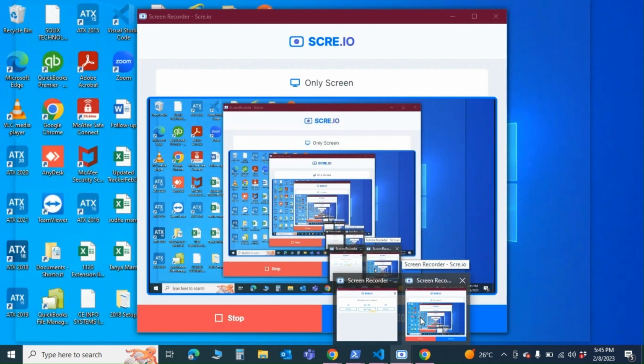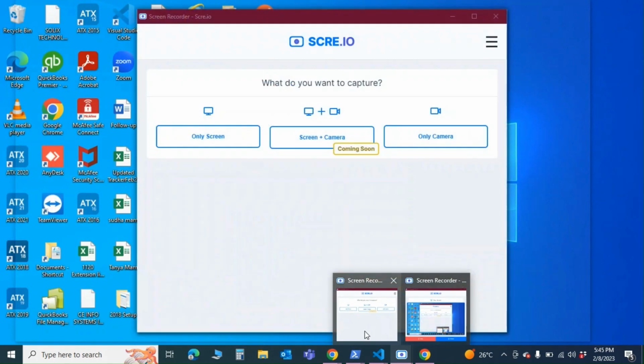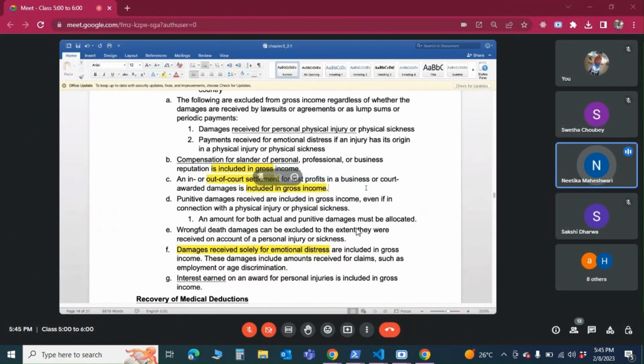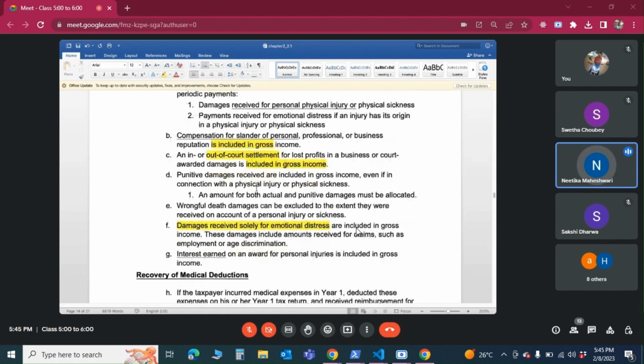Any in or out of court settlement for lost profits in a business. I mean, if the person got injured and they say, well, I'm not able to run the business for the next 6 months, so I'm losing so much money because obviously the business is going down. That compensation can also be given by the court, but that is all part of income. Punitive damages received are included in gross income, even if they're connected with a physical injury.